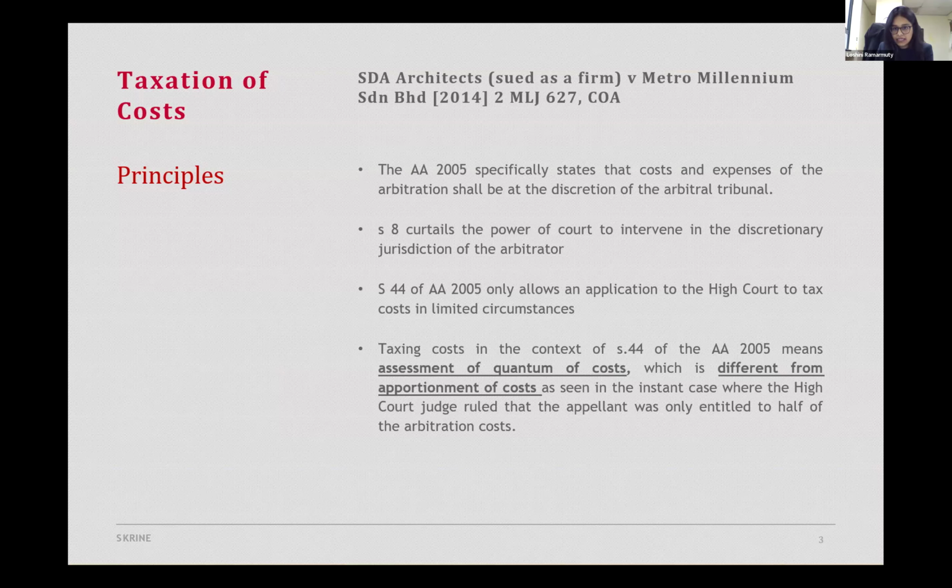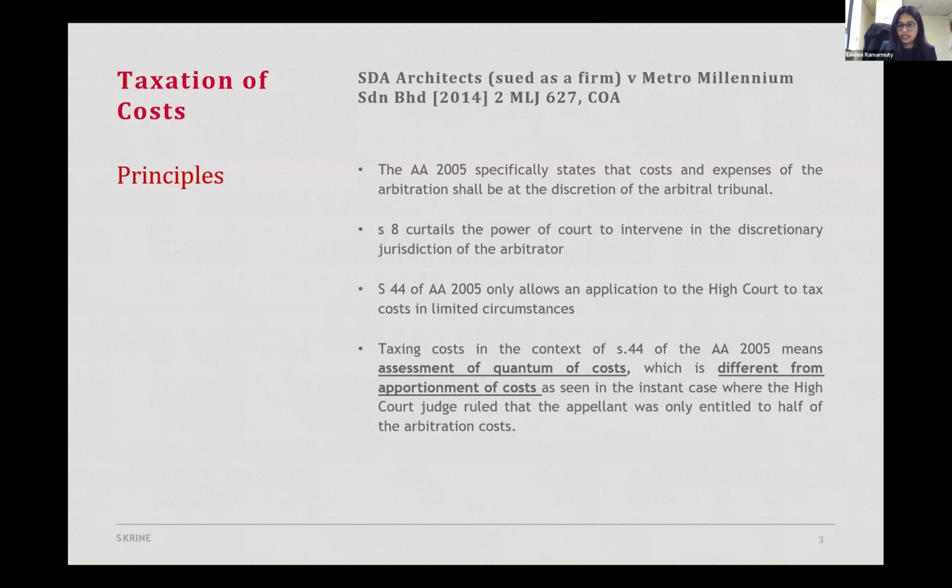And finally, the third judge was Justice Hamid Sultan, as he then was, and he also allowed the appeal on the basis that the court did not have the jurisdiction to interfere with an award on costs made by the arbitral tribunal pursuant to the Arbitration Act 2005. I will be revisiting this case as we go along in the presentation, but I just wanted to focus on Justice Hamid Sultan's point.